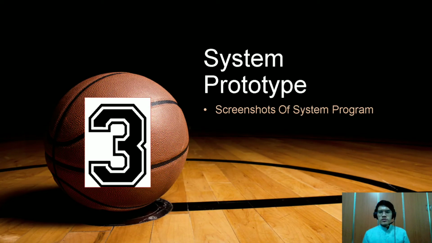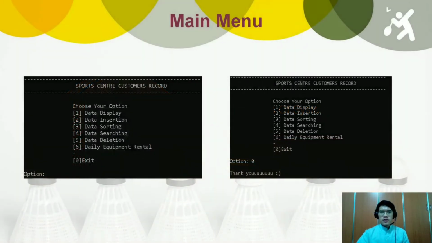For this part, we are going to talk about the system prototype, which is the screenshots of the system program. We can see here is the main menu of our program. It shows there are multiple choices for the user where they need to enter 1, 2, 3, 4, 5, 6 to access the functions of the program, or to exit the program they only need to enter 0.